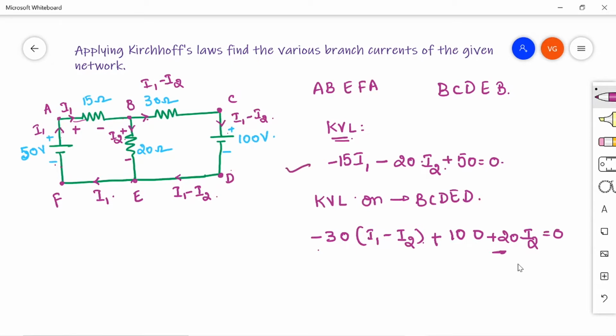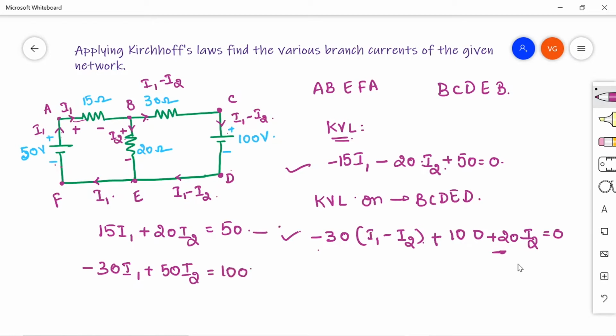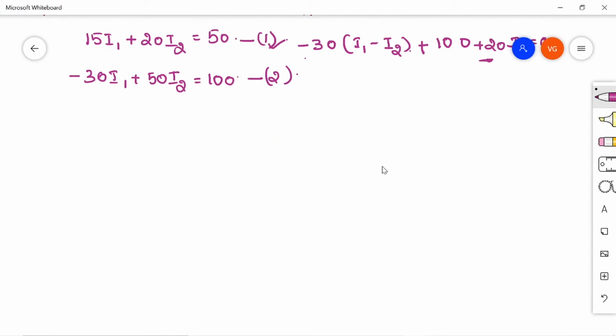Now simplify these two equations. What I am getting is 15 I1 plus 20 I2 is equal to 50 from the first mesh, and from the second loop or mesh I am getting minus 30 I1 plus 50 I2 is equal to 100, right? So this is equation number 1 and equation number 2. If you observe, you have two equations and two unknowns, that is I1 and I2. So this is a simple mathematical problem here. If you can solve these two equations, you will get the two unknowns I1 and I2. With three unknowns and three equations, it would be difficult to solve.